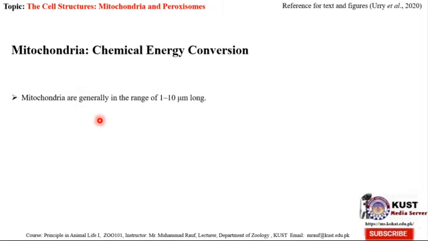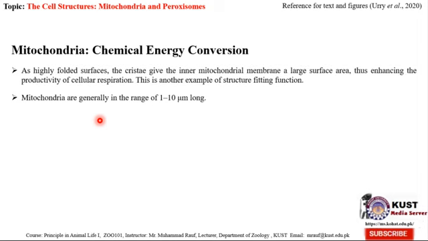Mitochondria are generally in the range of 1 to 10 micrometers. If you remember, this is also the size of bacterial cells. So this is yet again a proof that once upon a time mitochondria were free-living, simple prokaryotes. Now here they are referring to the inner membrane, which is thrown into several enfoldings to increase the surface area for cellular respiration, and this is yet another example of structure fitting the function.